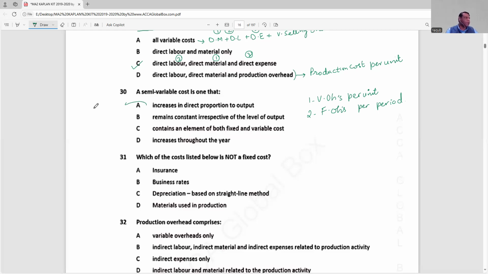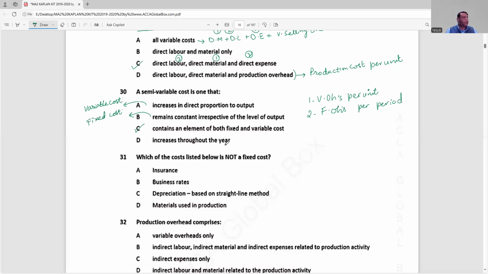Increases in direct proportion to output: semi-variable cost does not increase in direct proportion to output. This is the definition of variable cost. Variable cost is the one which increases in direct proportion to output. Remains constant irrespective of the level of output: again, it is not the definition of semi-variable cost, it is the definition of fixed cost. Contains an element of both fixed and variable cost, this one is correct.